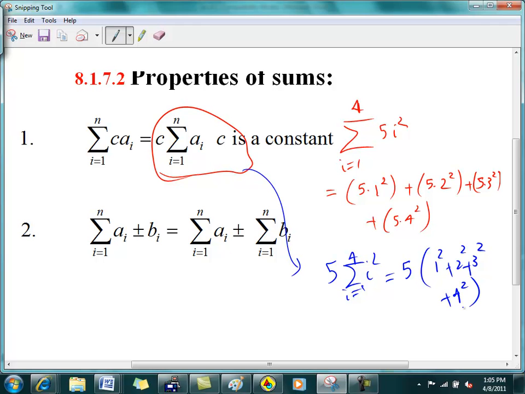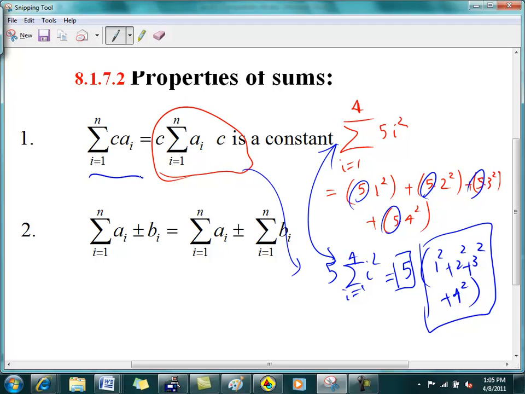Right? Everybody see that? So if I pull a 5 out, like here, what I have left inside is 1 squared, 2 squared, 3 squared, 4 squared. Well, that's right there. So these two are the same things. That's what this is saying. Yeah, so if you have a constant there, just pull it out. And I keep telling my calculus kids over and over again, that's what you need to do. Okay? So everybody there? See now you got it?